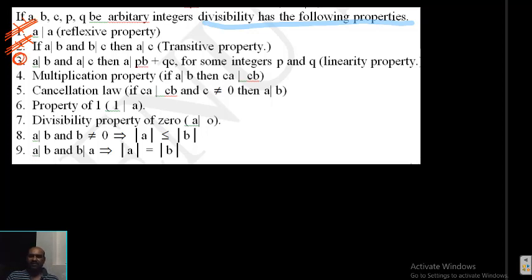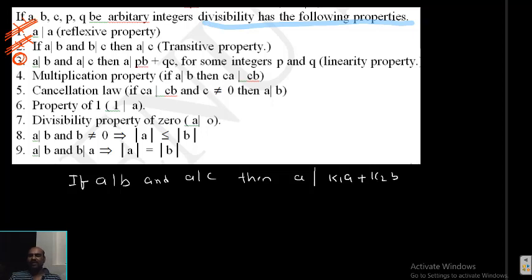I will write first of all what it's saying: if a divides b and a divides c, then a divides some integer into b plus or minus, or you can write plus, because k may be negative or positive. k1 into b plus k2 into c.